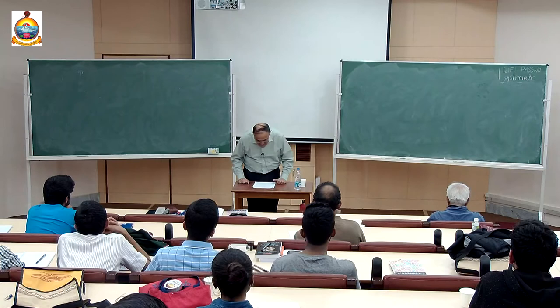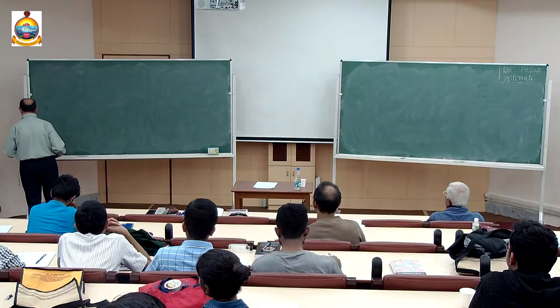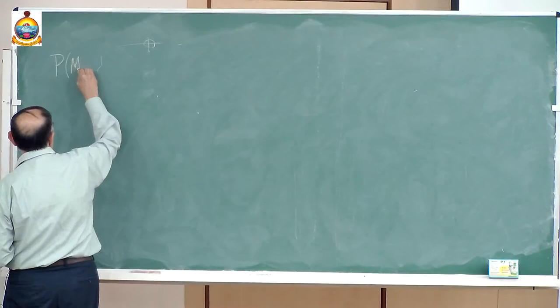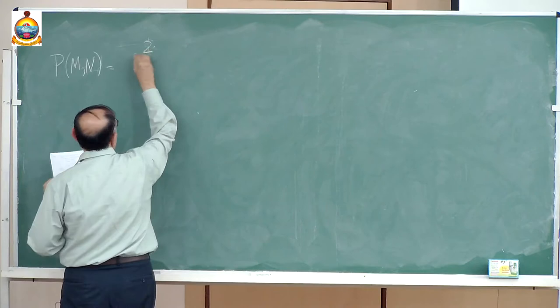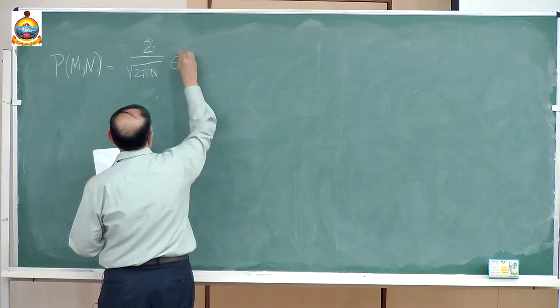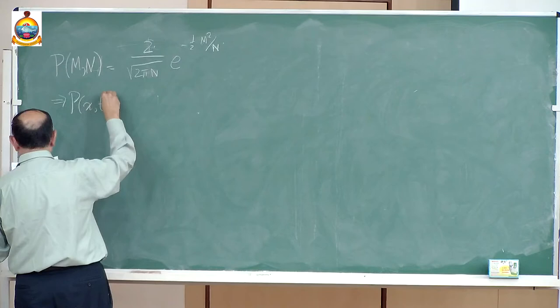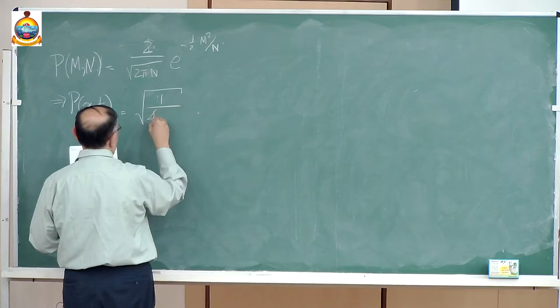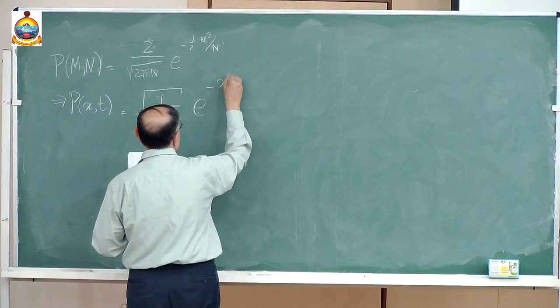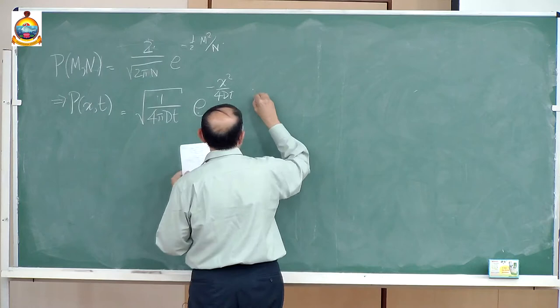Just to put on the blackboard, in a very quick way, what we did last time: we said that after n steps, the probability to be at site m is, as we derived, 2 over root 2 pi n, e to the minus half m squared by n. And we said that in continuous space and continuous time, this corresponds to 1 over root 4 pi Dt, e to the minus x squared over 4Dt, with the correspondence n equal to rt.